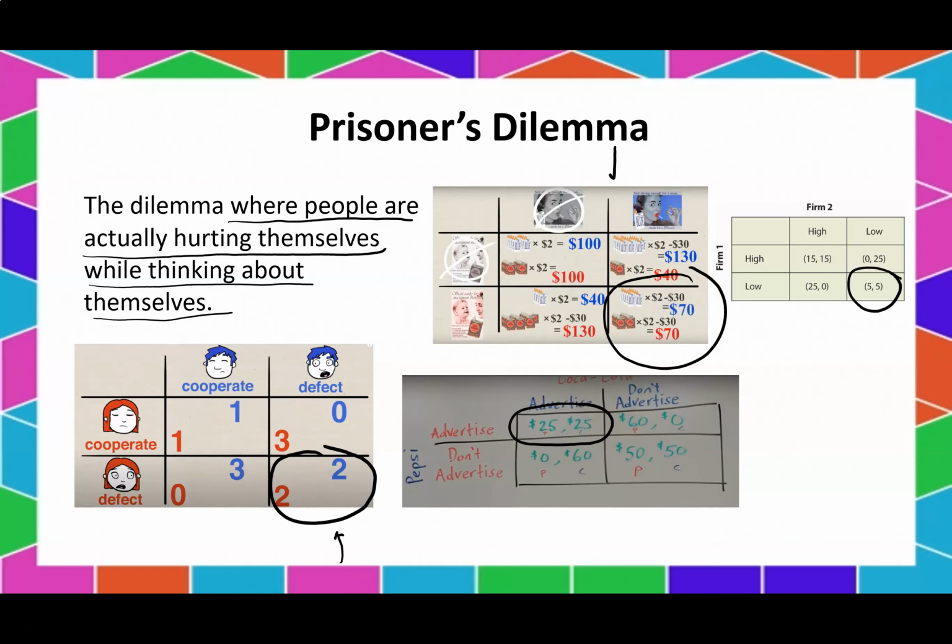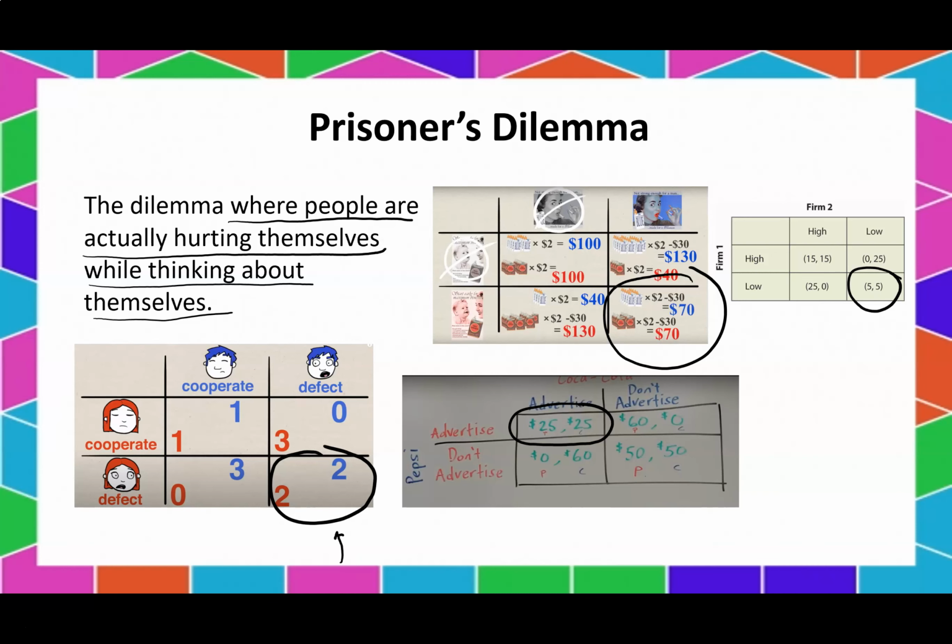Same thing is true for this advertising situation. By thinking about themselves and trying to do what's best for themselves, they actually end up hurting themselves when they could have ended up making $30 more by both choosing to not advertise. Same thing in this situation here. If they had both chosen to not advertise, they would have made twice as much money if they ended up here. And same thing here. This 5,5 is not even close to the best situation. The best situation would have been here.